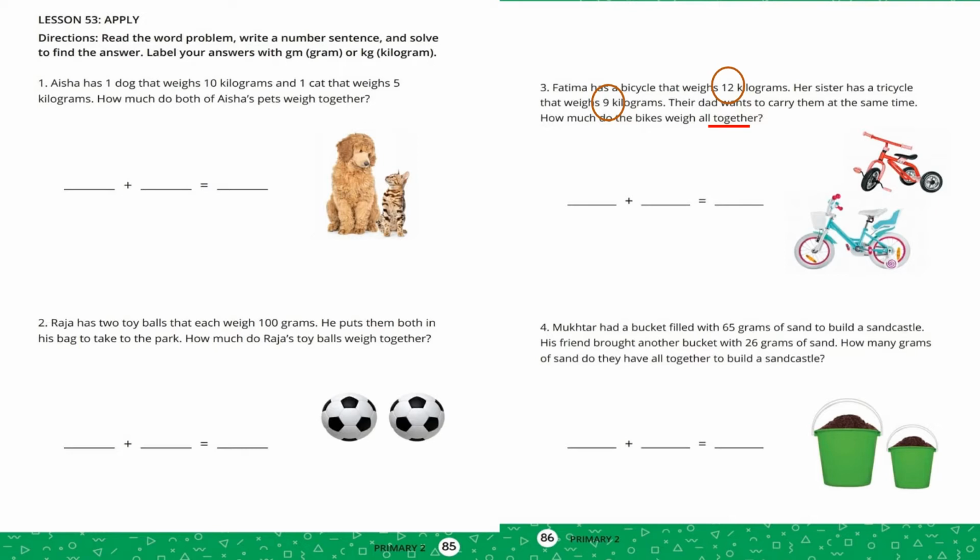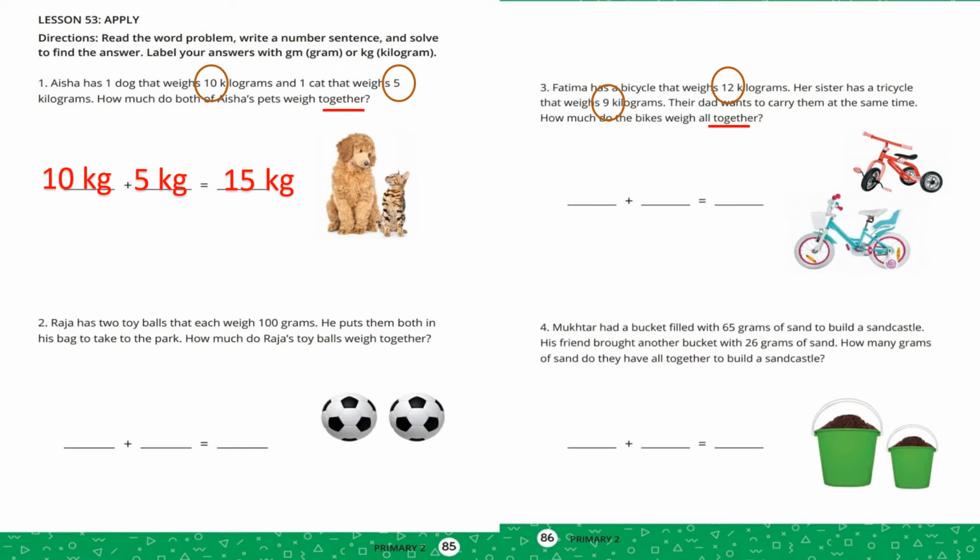To solve any story problem, you should make a circle around the numbers and underline the keyword. The keyword here, together, it means plus. Then we write 10 kilograms plus 5 kilograms. 10 plus 5 equals 15. Don't forget the unit. What is the unit here? The unit is kilogram. We have here 10 kilograms and 5 kilograms. Then the unit is kilogram.